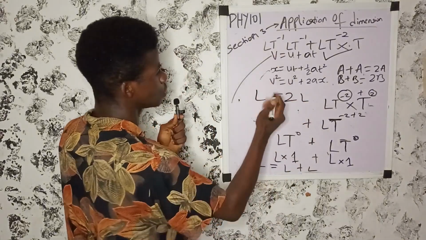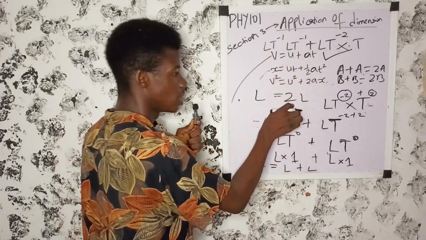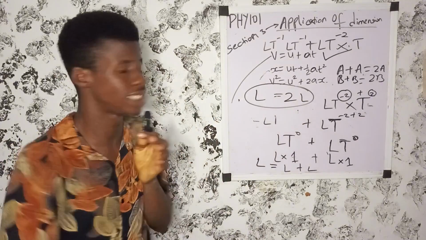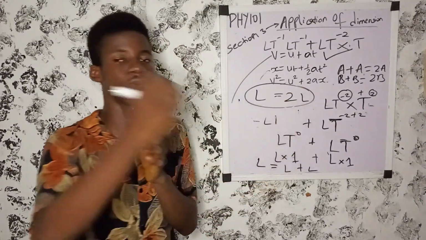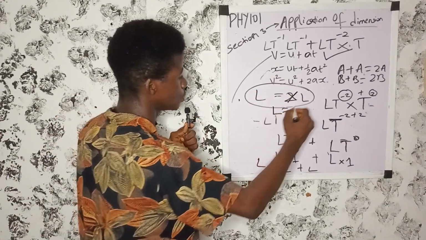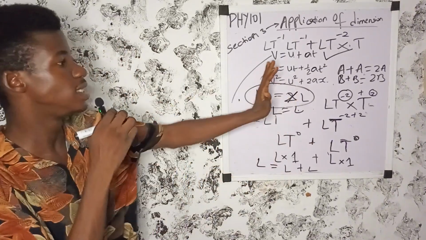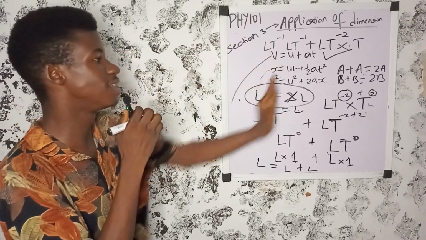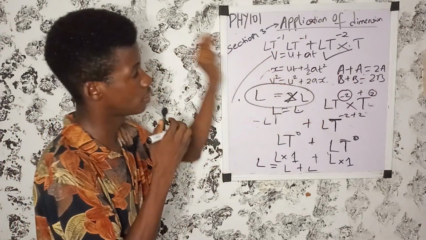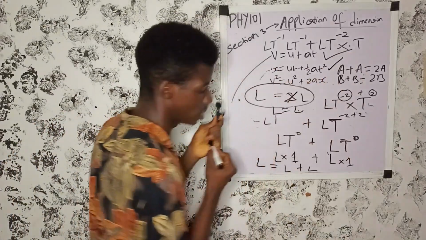So the total dimension we have in this place is L. The total dimension we have in this place is 2L. And remember, I told you guys that when looking for dimensional analysis, numbers don't have dimension. So we neglect these two. Therefore, L is equal to L. This tells you that this equation is dimensionally correct. This is because the dimension on the left hand side is the same as the dimension on the right hand side. L equals L. This shows that this equation is correct. Okay, so yes.